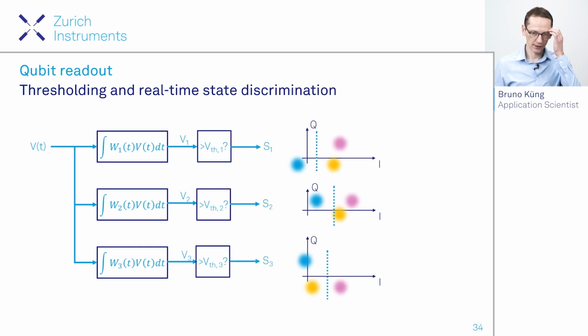We can actually extend this on board to implement real-time state discrimination, because we can apply threshold voltages to a given value to make the decision whether this signal from an integration weight is above or below this threshold voltage, and this gives us then a digital signal of a binary qubit state that we can use for qubit reset or real-time feedback, for instance.